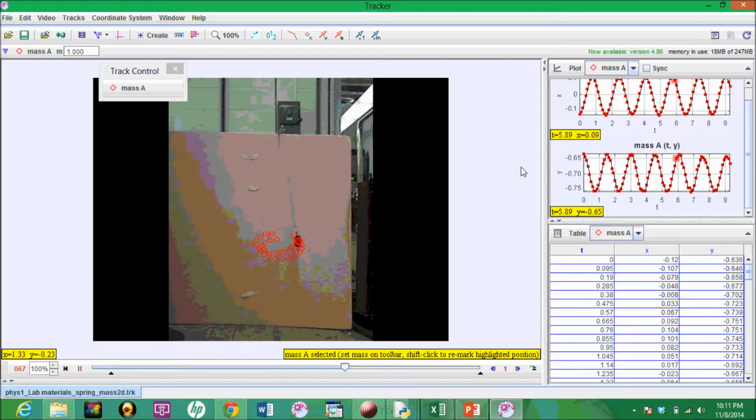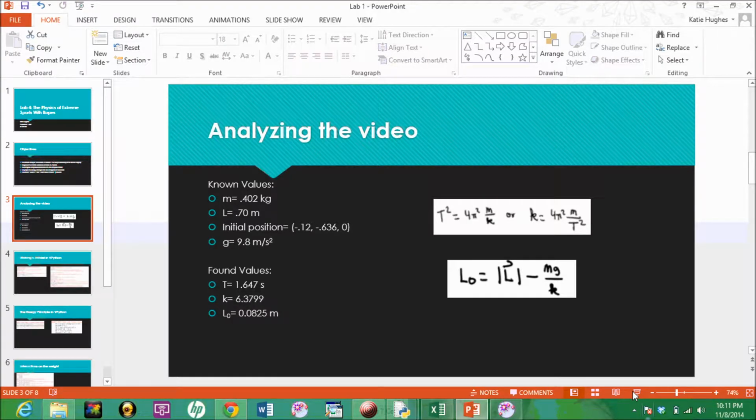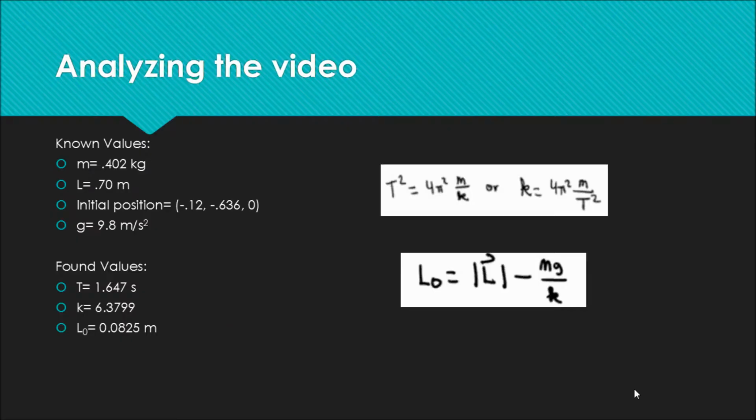One value, mass, was 0.02 kilograms, the relaxed length of the spring, which is 0.70 meters, the initial position, and g, which is the gravitational force. The values that needed to be found were the period of oscillations, the spring constant, and L0. To calculate the period of oscillations, I found the amount of time it took to make 3 complete oscillations and divided it by 3, giving me the average period of oscillations over those 3 times. I found that to be 1.647 seconds.